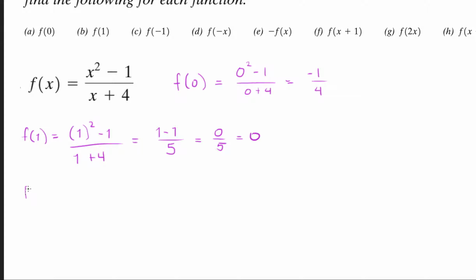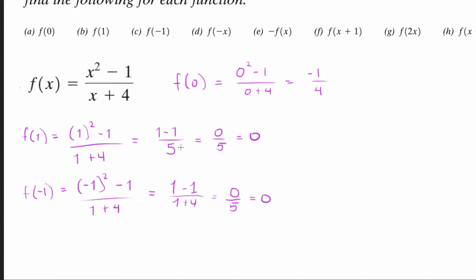F of negative 1. Well, again, same deal. Substitute negative 1 wherever you see x. Now, negative 1 squared is the same thing as negative 1 times negative 1. Negative times a negative is a positive, so negative 1 squared is positive 1 minus 1, which gives us the same thing, 0 over 5, which is 0.